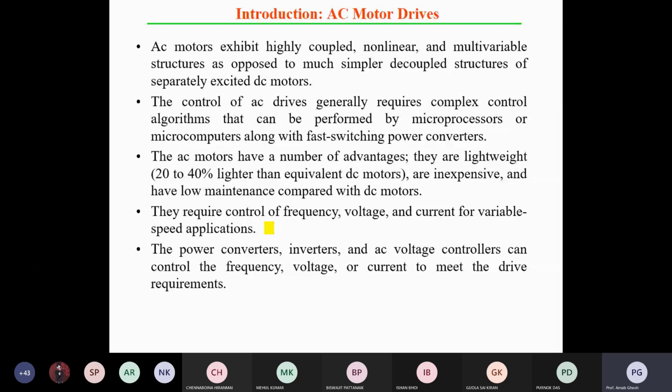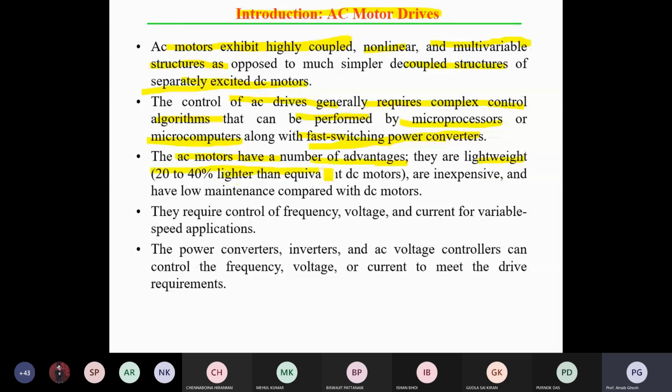The control of an AC drive generally requires a complex control algorithm that can be performed by a microprocessor, microcontroller, or microcomputer, along with fast switching power converters. The AC motors have a number of advantages. They are lightweight, 20 to 40% lighter than the equivalent DC motor. That's the basic motivation for picking the AC motor instead of the DC motor.